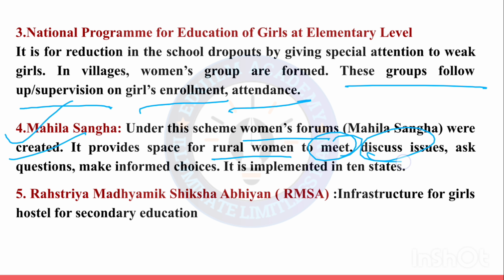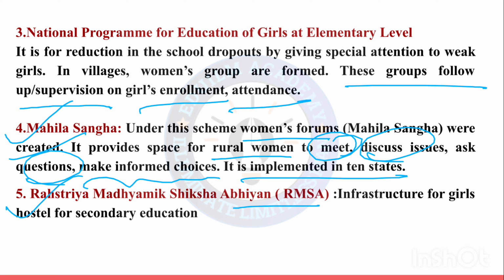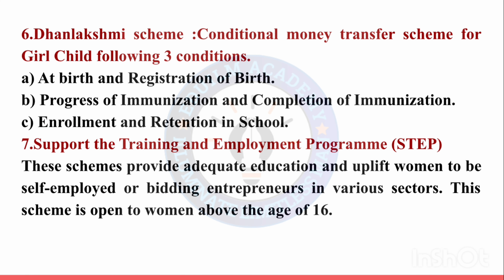It provides space for rural women to meet, discuss, ask questions, and make informed choices, and it is implemented in 10 states. Rashtriya Madhyamik Shiksha Abhiyan, RMSA. It will provide infrastructure for girls' hostels for secondary education.